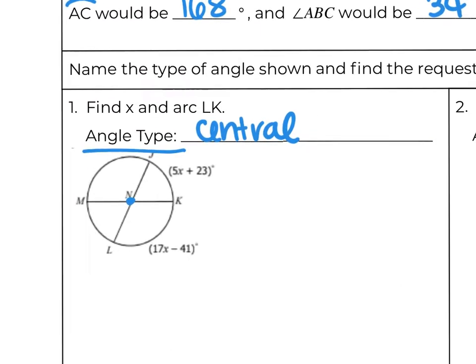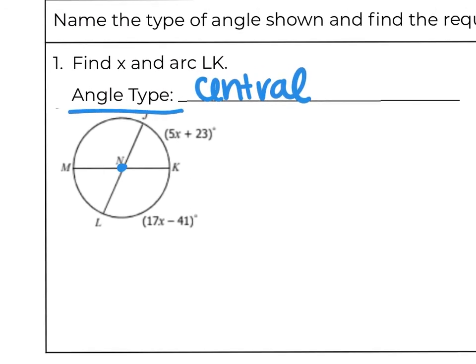So let's look at this one. We're trying to find x and arc LK. So I'm just going to highlight that real quick. LK is here. Now, how do I know that I don't go the other way? Like, why would I not go here to here? That would be a major, correct. So since it's minor, I know I want to go the shorter distance between the two. All right, so if that's LK, I need to find x before I can.